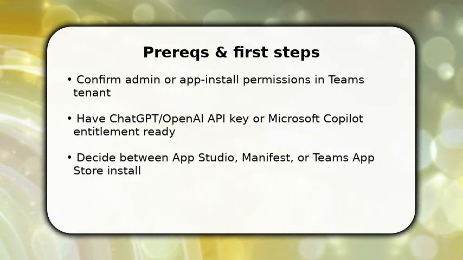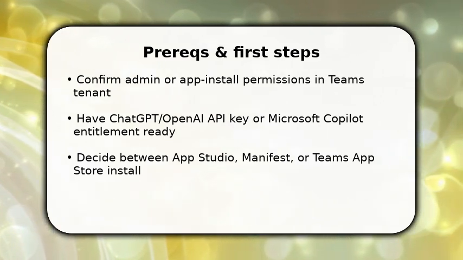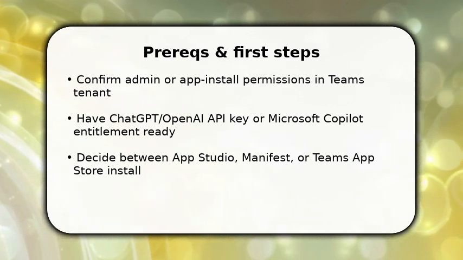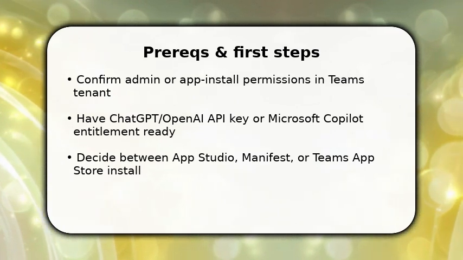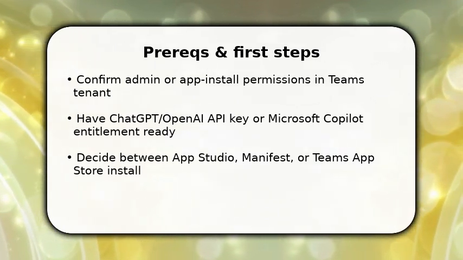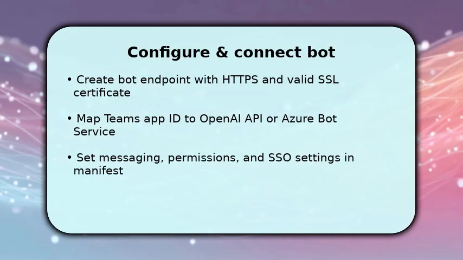Next, choose your delivery method: App Studio with a custom app manifest, the Teams App Store listing, or a ready-made bot connector. You move fast from setup to action. Create the app stub in App Studio and set identifiers and scopes so Teams can target your bot. Now you configure the core connection.